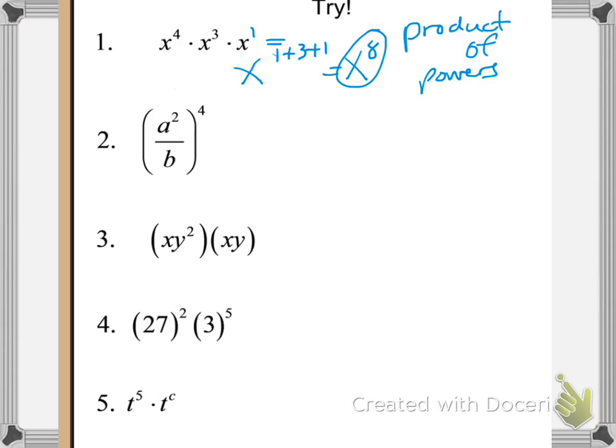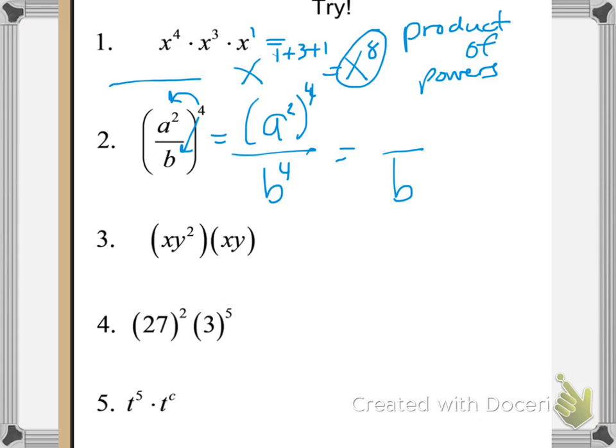Okay, all right, let's try number 2. Number 2, if you recall, this is when you have a fraction raised to an exponent, and we can just distribute that exponent into both the numerator and denominator. So in the numerator I have a squared raised to the 4th power, so that's going to be our power of a power rule. And then in the denominator we have b to the 4th. So the denominator is fine here.